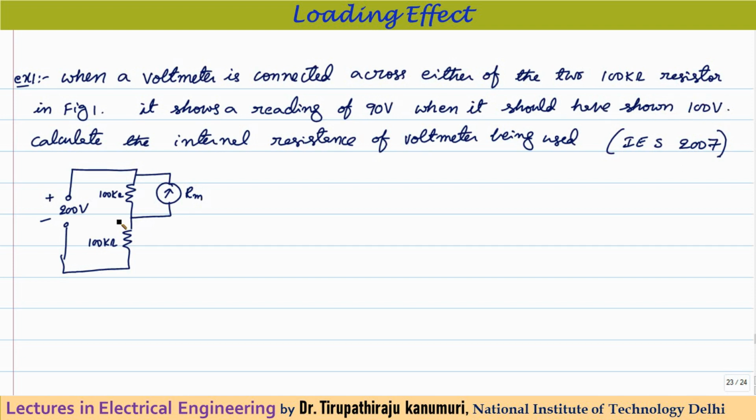That means this voltmeter is showing a reading of 90 volts when it should actually have been 100 volts, because we know when 200 volts is given to a series combination of 100 kilo ohms, the voltage across any resistor will be V into that resistance divided by total resistance. So 200 into 100 divided by 200, because 100 plus 100, it will obviously be equal to 100 volts, but actually it is showing only 90 volts. So it is asked, calculate the internal resistance of the voltmeter being used.